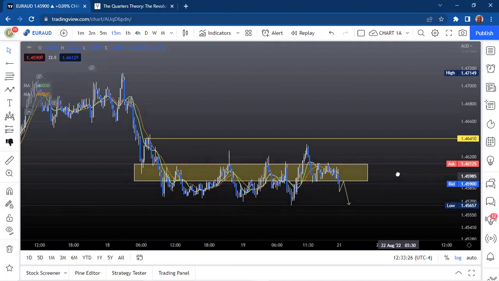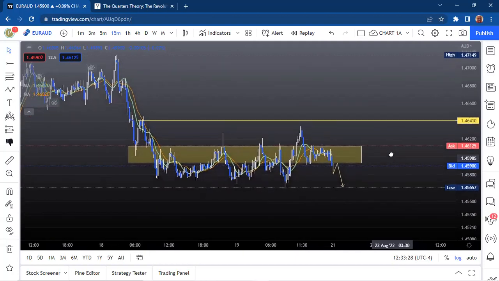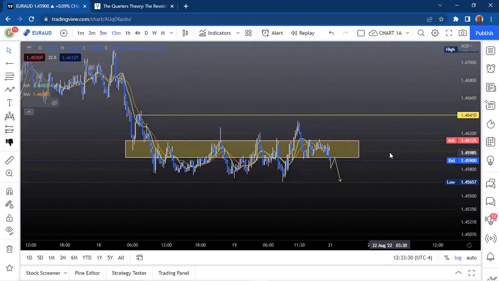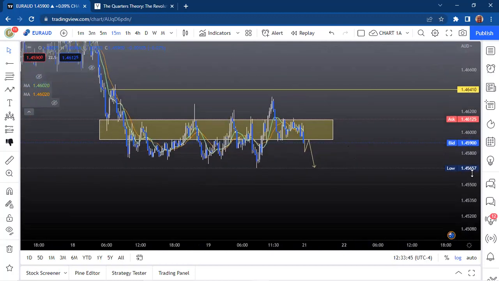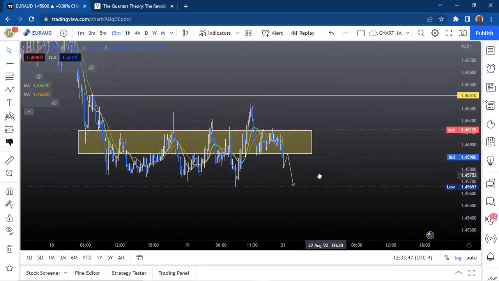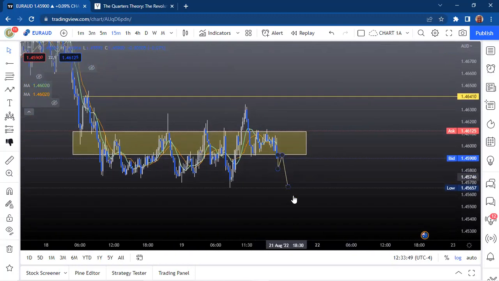Okay, so this is my analysis for EUR AUD for next week. I anticipate it to continue to trend lower. I'm waiting for this box to be violated. We already got a push outside of the box, which is telling me that if it comes back and retouches the box, you look for entries, right?